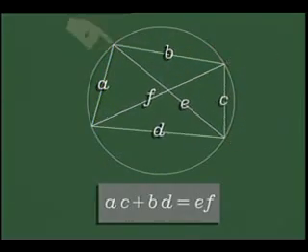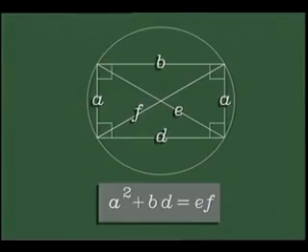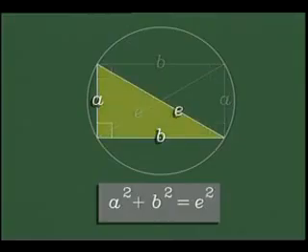Let's see what happens when the quadrilateral is a rectangle. These two opposite sides have equal length. These two opposite sides have equal length. And the two diagonals have equal length. Surprise! Ptolemy's theorem becomes the Pythagorean theorem for right triangles. The sum of the squares of the legs is equal to the square of the hypotenuse.